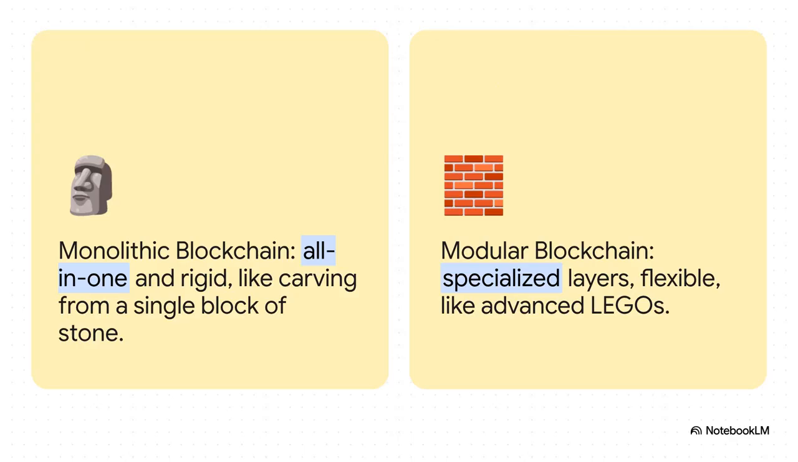Well, think of a monolithic blockchain on the left like a statue carved from a single massive block of stone. Every function, consensus, execution, data, it's all locked in together. It's powerful, sure, but it's rigid. Now look at the modular approach on the right. This is more like a high-tech Lego kit. Each piece has a specific job and you can swap out or upgrade one piece without having to tear the whole thing down. This flexibility is the key to solving one of blockchain's biggest hurdles, scalability.